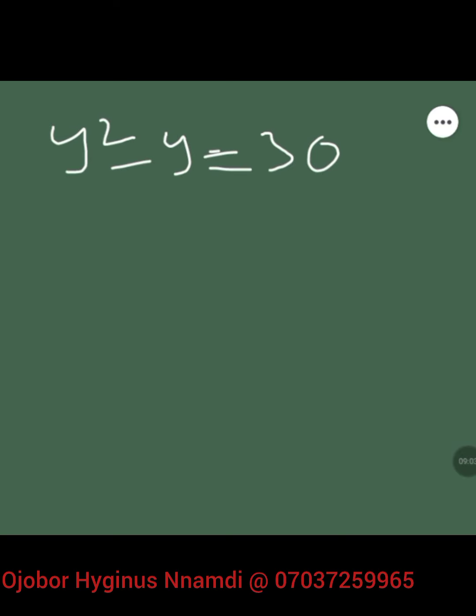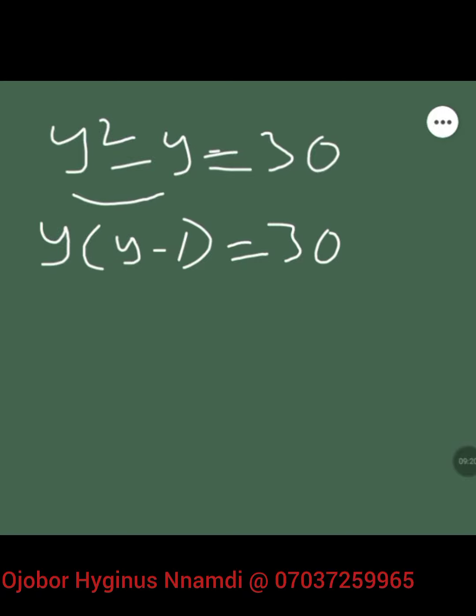Okay, let us look at this quadratic equation: y squared minus y equals 30. We can factor out a common factor of these two terms, which is y. If you factor y out here, you'll be left with y times (y minus 1) equals 30. Then you can see that the difference between y and y minus 1 is just 1.